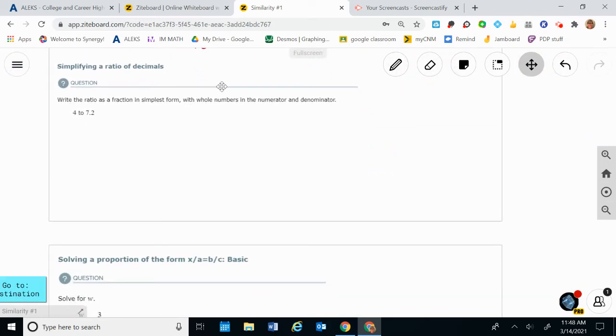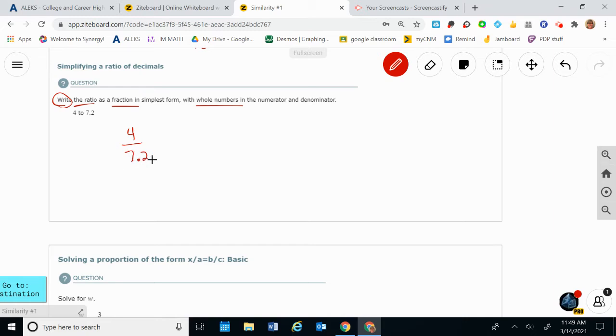Okay, simplifying the ratio of a decimal. This one is probably not as obvious to you guys. It says write the ratio as a fraction in simplest form with whole numbers. In other words, what's wrong with this one? The thing that is wrong with this one is that it has a decimal. So we have to get rid of the decimal. So what do we do? Think money.